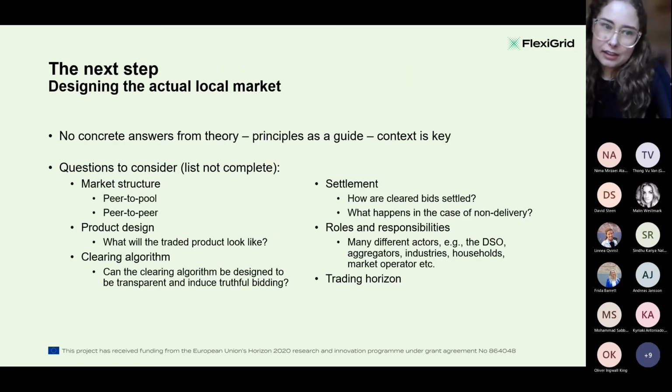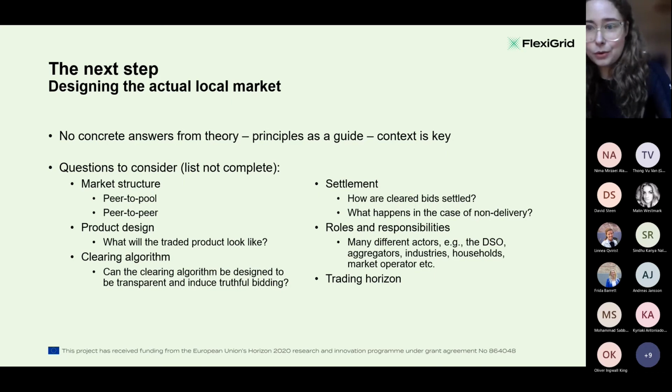So there aren't really any concrete answers from the economic theory, but we do have some principles that can be used as a guide, and it's important to keep track of context. That's what we bring with us. And let's leave this part of the introduction with a few questions that we can have in the back of our head. So think about market structure. What is the context? What is most appropriate? I'll not dive more into this because we will hear from both Nima and Thong on this.